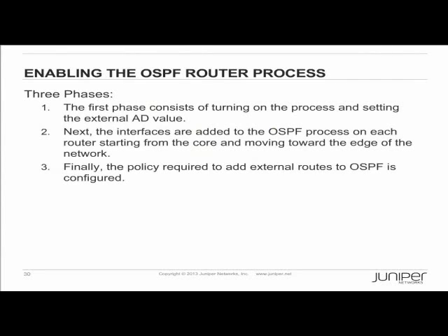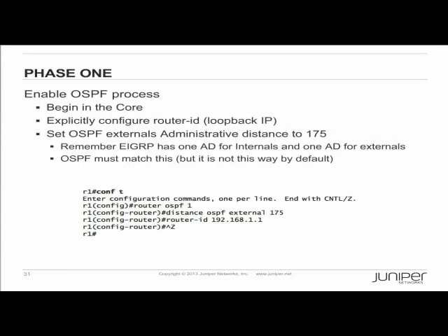And essentially, it comes down to we need to turn on OSPF, and we're going to have to change the external administrative distance for OSPF. Remember that in Cisco, the administrative distance for OSPF externals is the same as OSPF internals, but EIGRP uses two different administrative distances for internal and external. You'll see where the problem lies here in a second. We'll add interfaces, and then we'll finally use our redistribution policy to kind of get those external routes into OSPF.